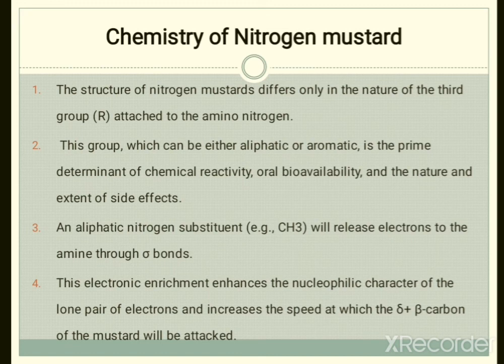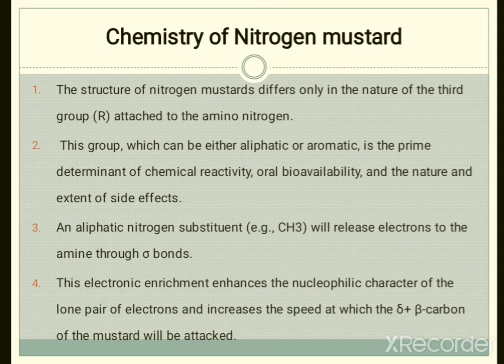Then oral viability and the nature, and also the side effects, are suggested by the substituent on the amino nitrogen of the basic structure. The aliphatic nitrogen substituent, for example CH3, releases electrons to the amine through the sigma bond.